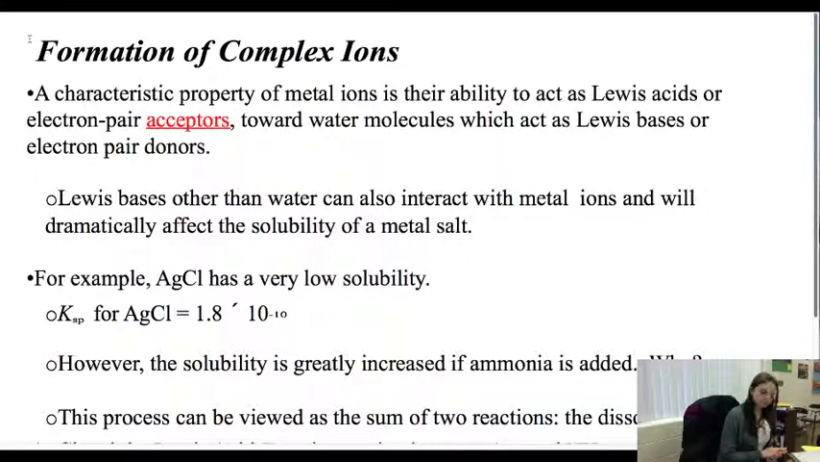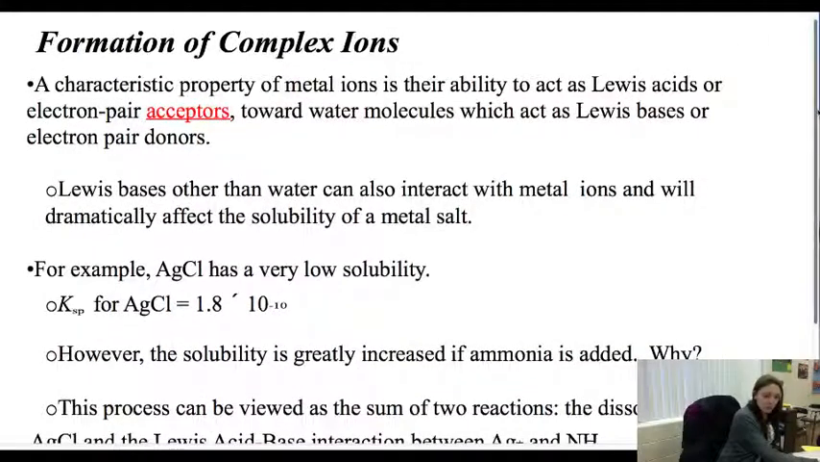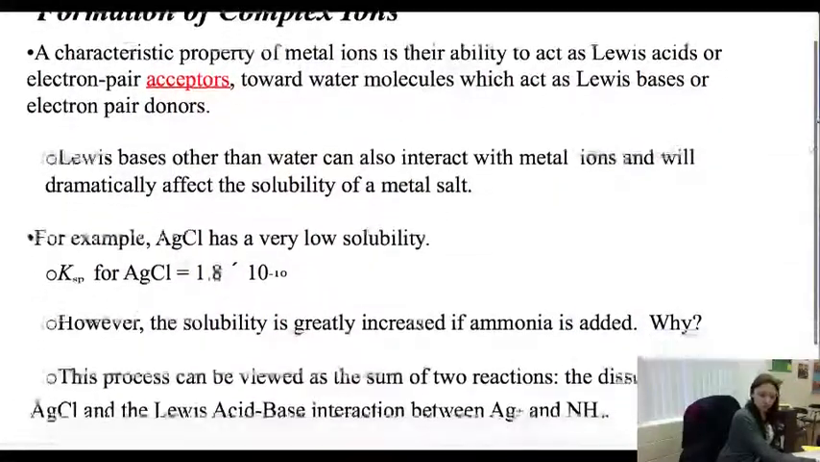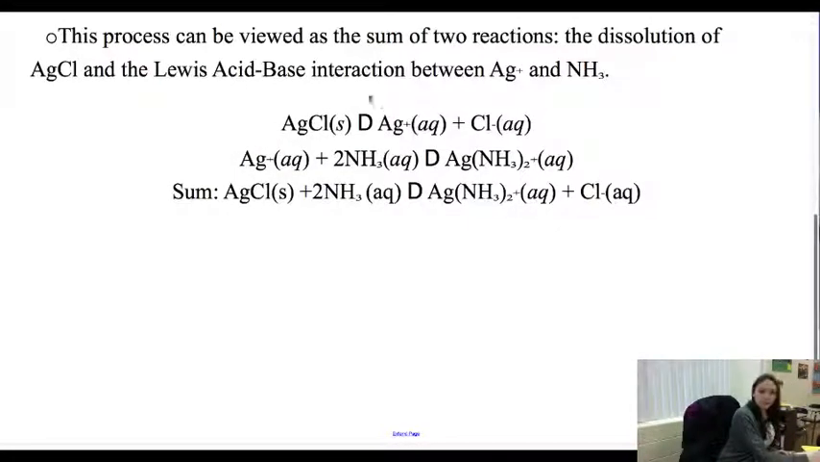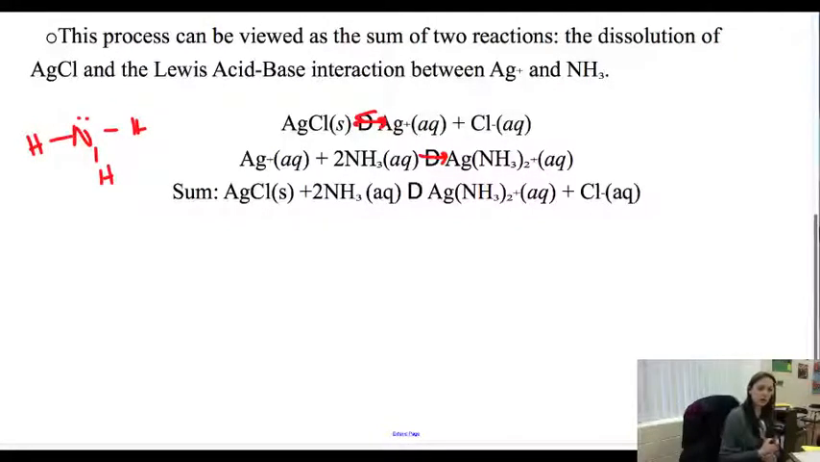For example, AgCl has a very low solubility. Its Ksp is on the order of 10^-10. However, if I add ammonia to it, my solubility greatly goes up. And this process can be viewed as a sum of two reactions. The dissolution of AgCl, so my AgCl falling apart into Ag+ and Cl-, and then the Lewis acid-base interaction between Ag+ and ammonia. Well, ammonia has a lone pair, it's a nitrogen, NH3. So that lone pair is going to be donated to the Ag+, because Ag+ doesn't have any extra.